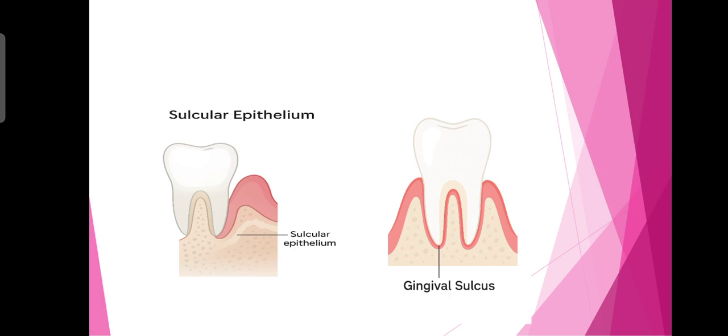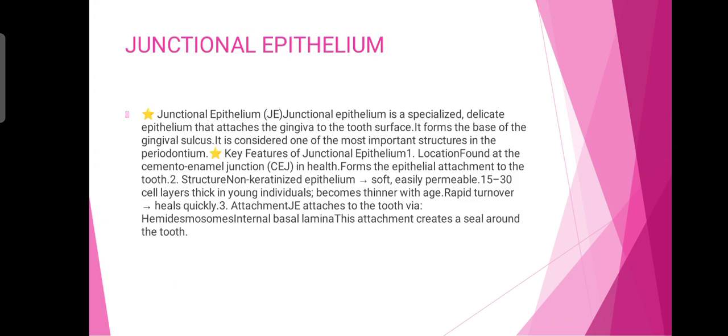This is the diagram of the sulcular epithelium, and this is the gingival sulcus. It is all around the tooth, not just on the apical portion. Now, what is junctional epithelium? Junctional epithelium is a specialized delicate epithelium that attaches the gingiva to the tooth surface. It forms the base of the gingival sulcus. It is considered one of the most important structures in the periodontium. It is located at the cemento-enamel junction. It forms the epithelial attachment to the tooth.